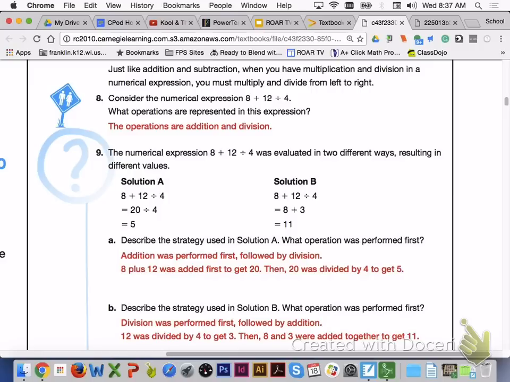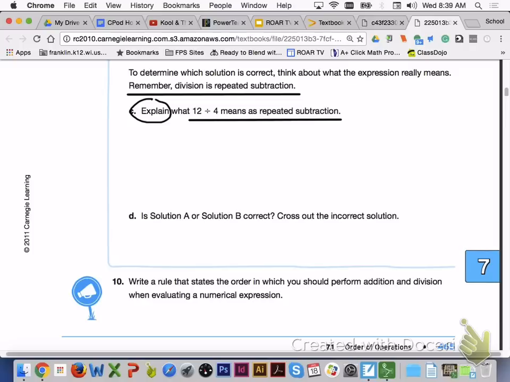For number 8, the operations in this expression are addition and division. For number 9, letter A, the strategy for solution A, addition was performed first, followed by division. And for letter B, for solution B, the strategy that was used, division was performed first, followed by addition. To determine which solution is correct, think about what the expression really means. Remember, division is repeated subtraction.